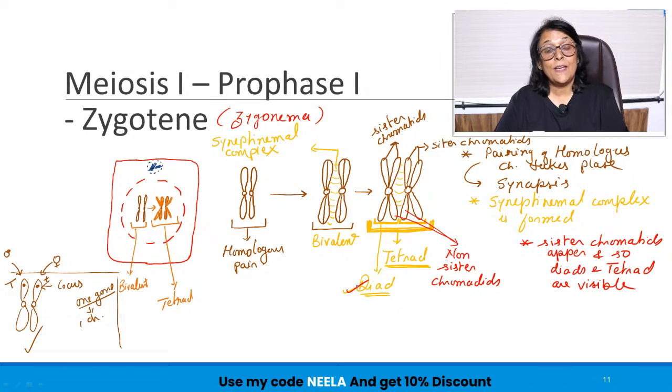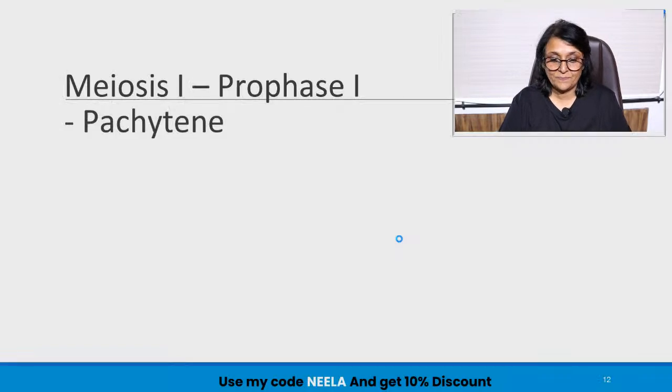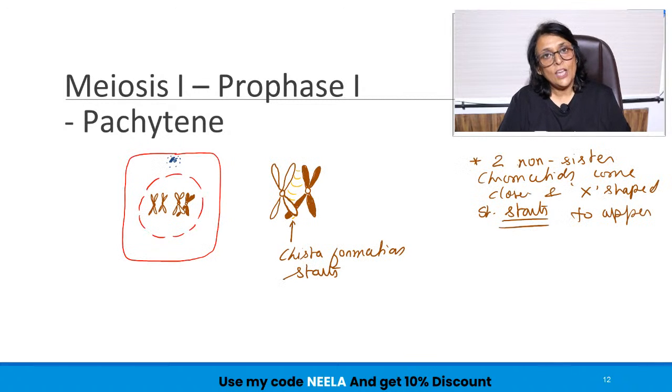And when there are 2 dyads, because it is a pair, then that is known as a tetrad. So in zygotene, synaptonemal complex is formed, sister chromatids are visible. These are the important changes. No change in the nuclear membrane or anything. Pachytene. Here, the process of crossing over actually starts.